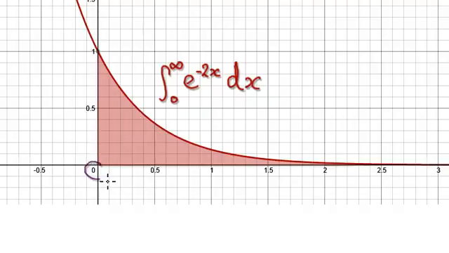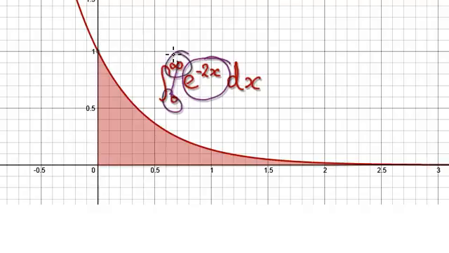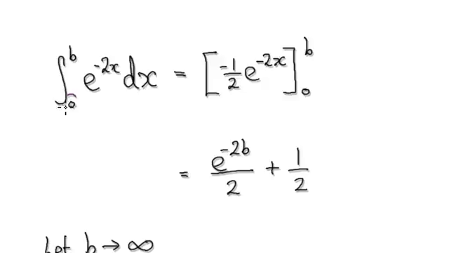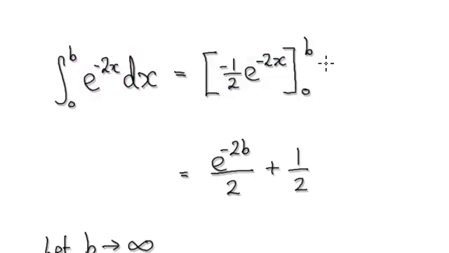Okay, so to do this, our normal routine has always been to integrate it from 0 to an arbitrary point, let's call it b, and then later on we will allow b to head towards infinity. So when you integrate this from 0 to b, it will give you this.